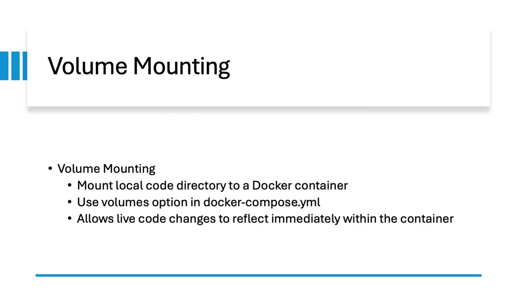Volume mounting allows you to mount your local directory directly to a Docker container using the volumes option in the Docker Compose YAML file. This ensures that live code changes are immediately reflected within the container.